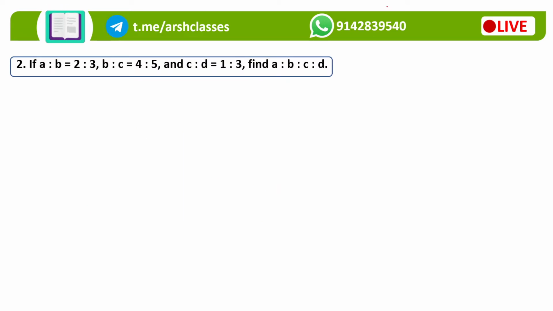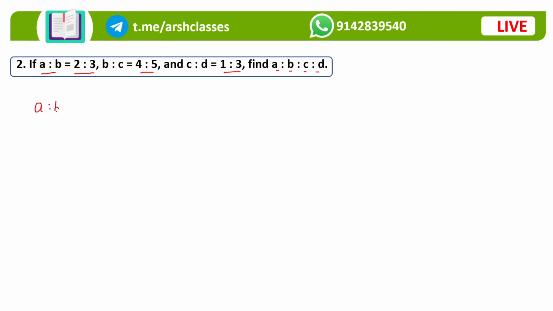Now this is the second question. It says that the a is to b ratio is given as 2 is to 3, the b is to c ratio is given as 4 is to 5, and the c is to d ratio is given as 1 is to 3. We need to calculate the ratio of a, b, c and d. So how are we going to calculate? We're going to calculate in a different manner, but the same as I taught in the class.